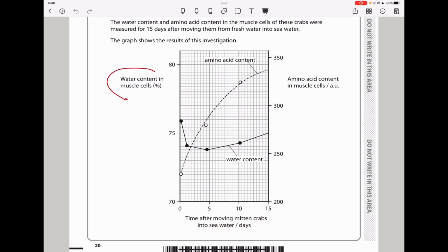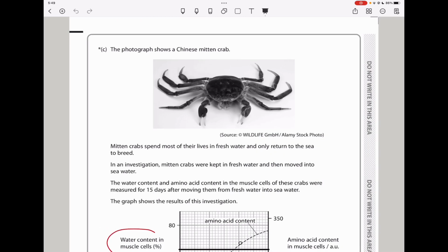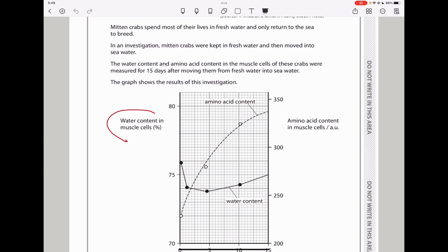From the graph, as more days pass, the amino acid content in the muscle cells increases, but the water decreases and then slowly increases after time. So let's go to the next part. Here they say seawater has a higher concentration of salt than fresh water. Explain the changes in water content and amino acid content in the muscle cells of the crabs in this investigation. Again, to refer you back to the graph, you remember we saw that initially the water content decreases and then slowly begins to increase, while the amino acid concentration increases and then kind of tries to flatten.